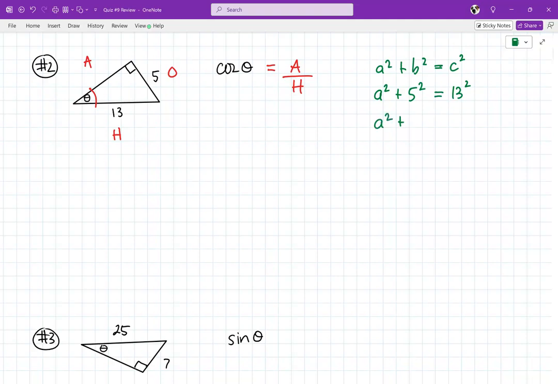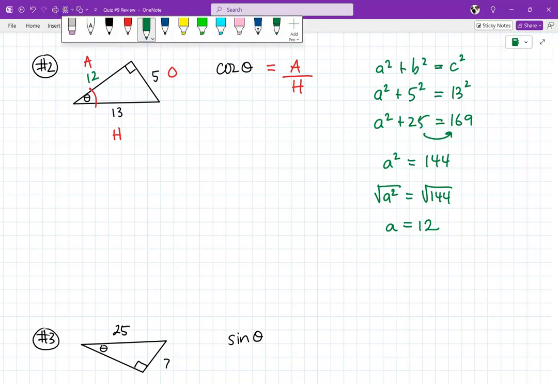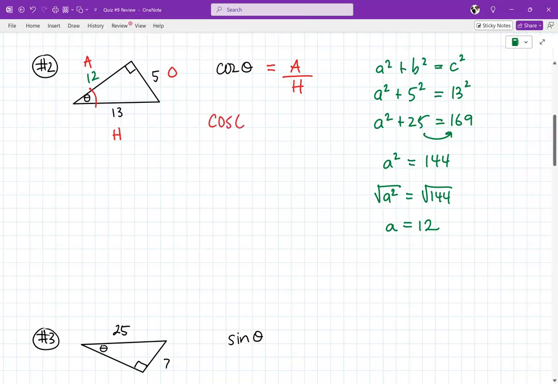So we have a squared plus 25 is equal to 169. If I subtract 25, a squared is equal to 144. Okay? If I take the square root of both sides, the square root of 144 is 12. So that means that my adjacent side is 12. So now I can write my ratio for my trig function. Cosine of theta is equal to adjacent, which is 12, over the hypotenuse, which is 13. I cannot reduce that, so I'm just going to stop right there.